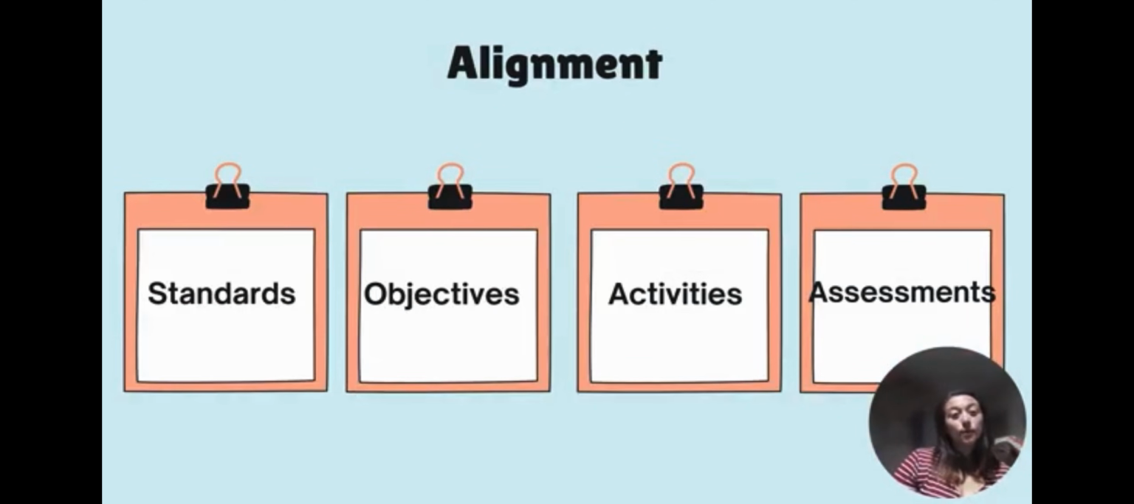Alignment. One of the most important parts of lesson planning is alignment. Your standards, objectives, activities, and assessments must all match. For example, if your objective is identifying the main idea, your assessment should measure that skill, not something unrelated.